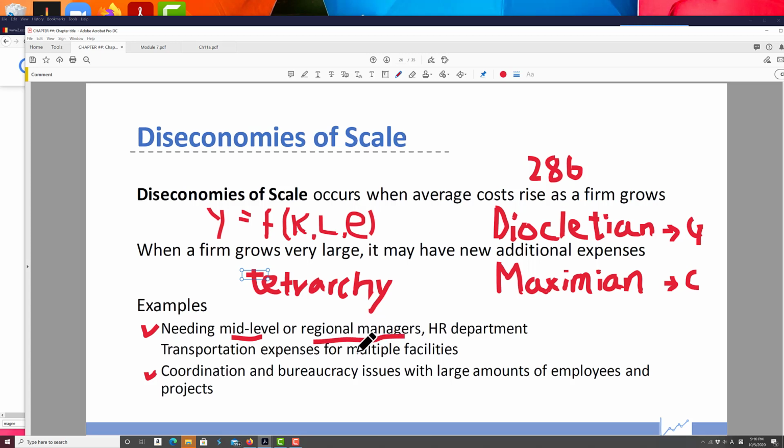And also, in order to harmonize the policies of these branches, they need a human resource department, and they're going to spend transportation costs to facilitate communication and management of these various parts and branches. So eventually coordination and bureaucracy increase.